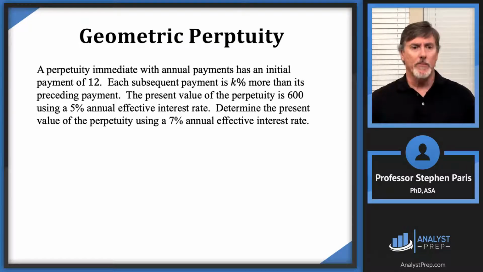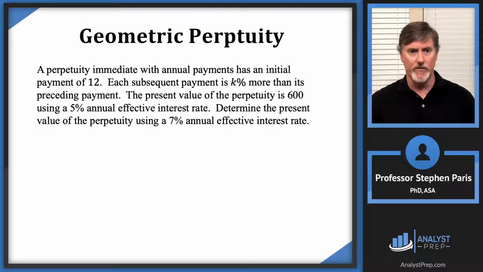So we've got a perpetuity immediate with annual payments. It has an initial payment of 12. Each subsequent payment is k% more than its preceding payment. The present value of the perpetuity is 600 using a 5% annual effective interest rate, and we're asked to determine the present value of the perpetuity using a 7% annual effective interest rate.